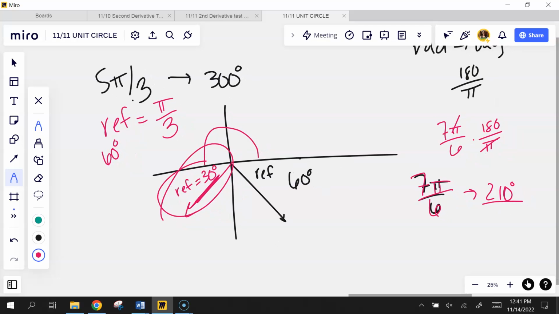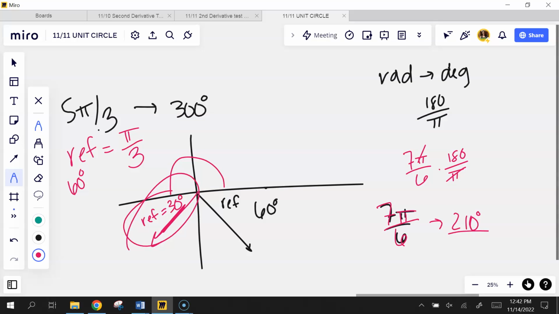You multiply this by pi over 180, right? So to go from radians to degrees is 180 over pi. To go from degrees to radians, it's pi over 180. So we're multiplying these degrees by pi over 180. What's the reference angle for this one? This is number 5 on your sheet.